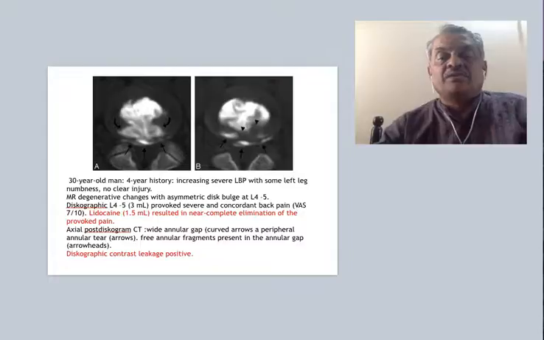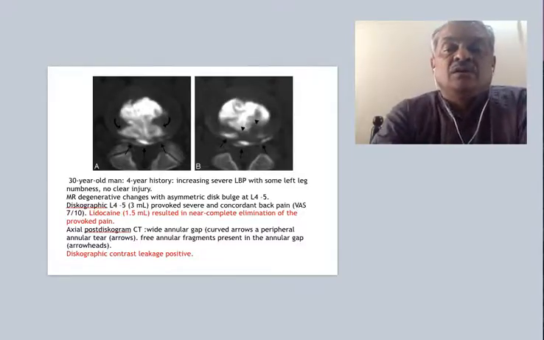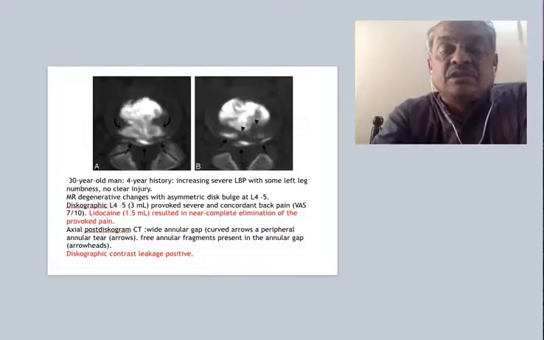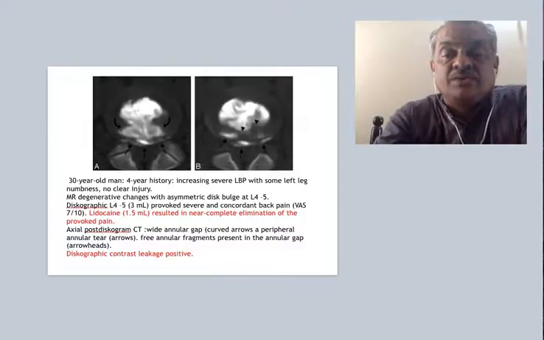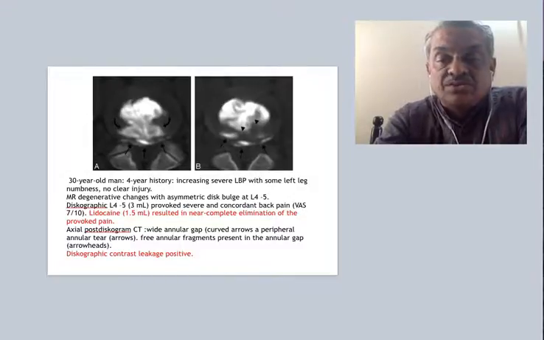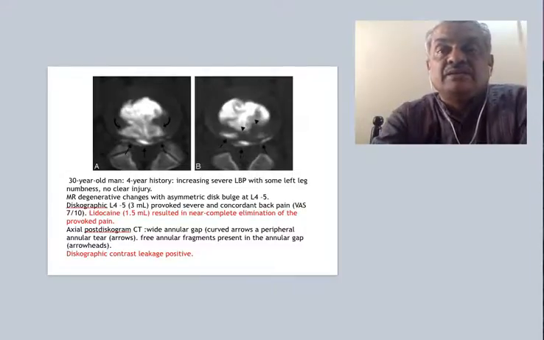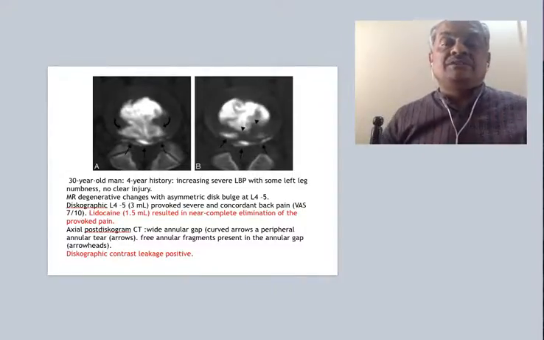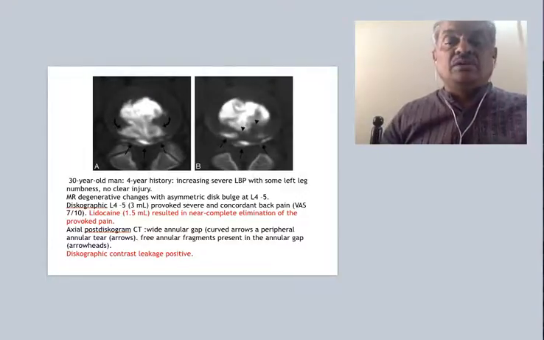provoked pain. Axial post-discogram CT shows a wide annular gap, seen on the left side with these curved black arrows. In the peripheral annulus you can see the tears, and free annular fragments present in the annular gap, which are shown by these arrows, and then the discographic contrast leakage is positive. So what is happening in this case is the dye is leaking outside the disc, and we can see that there is a big annular tear. There are annular fragments in the annular gap.